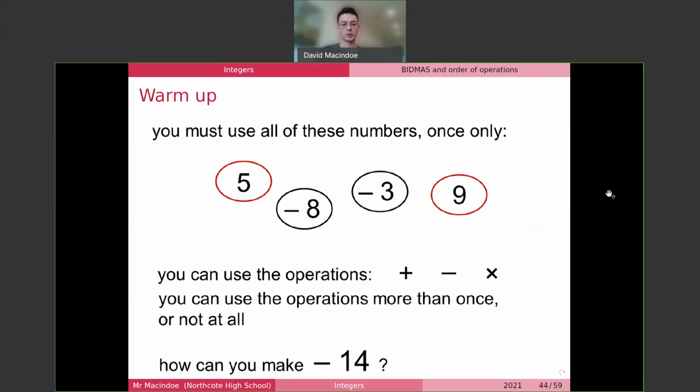Here's a little warm-up you can do where I've given you 4 numbers, and you can use any of these 3 operations with all of the numbers to eventually end up with -14. I'd suggest pausing the video, and then once you've got an answer, maybe try and find a second one, a different way to do it, and then unpause it and you can see how I would approach this problem.